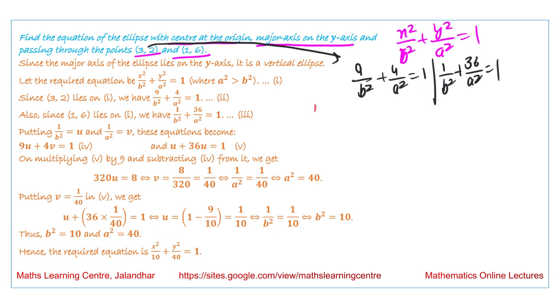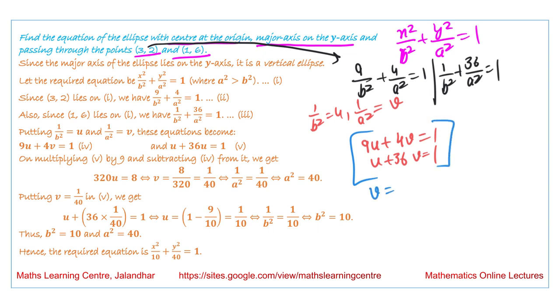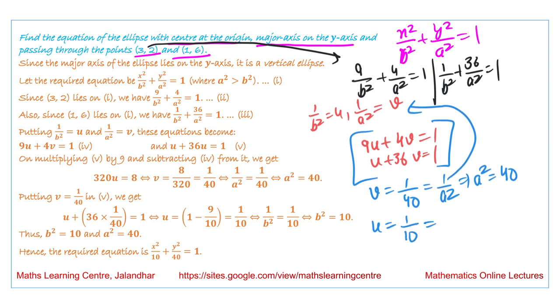If we substitute 1 by b square is equal to u and 1 by a square is equal to v, we get 9u plus 4v is equal to 1 and u plus 36v is equal to 1. And on solving these 2 equations, these 2 are linear equations, we will obtain v is equal to 1 by 40, that is equal to 1 by a square. So this implies a square is equal to 40. On solving, we obtain u is equal to 1 by 10, that is equal to 1 by b square. So this implies b square is equal to 10.